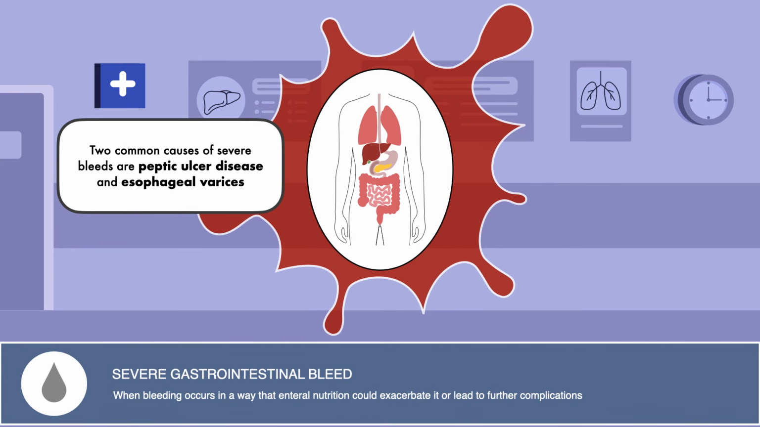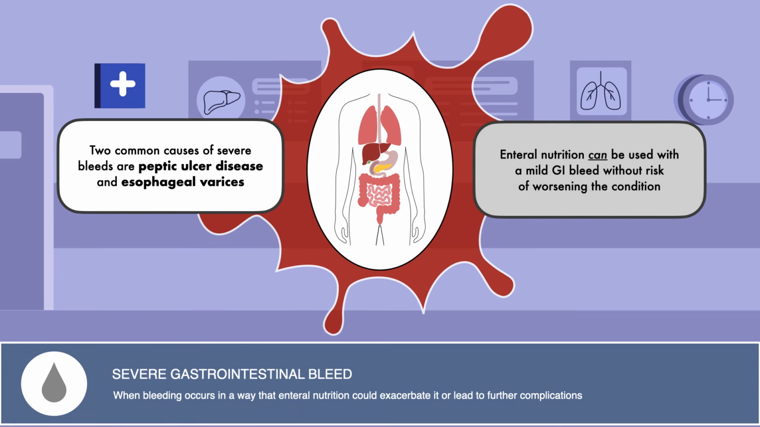I should also note that severe is specified since enteral nutrition can be used with a mild GI bleed without risk of worsening the condition. In fact, with a mild GI bleed, enteral nutrition should be given as it may assist in the healing process. The determination of what is mild and what is severe should be left up to the medical team, not the registered dietitian on his or her own.